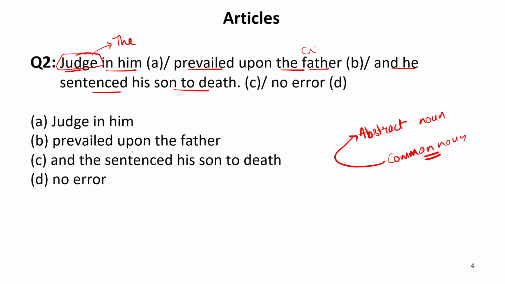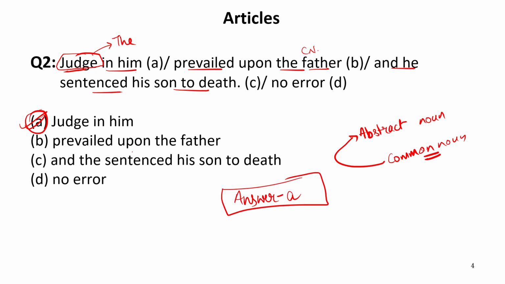Now there is a father. This is a common noun. And the judge in him, it means his quality of being judge or the justice in him, is talked about. Therefore, this judge is an abstract noun over here. So the judge in him prevailed upon the father and he sentenced his son to death. It means he kept justice before his love for his son. So the answer is A, because part A contains the error.